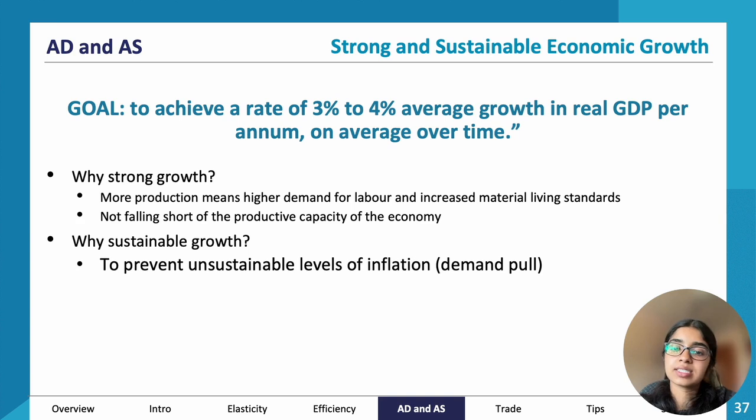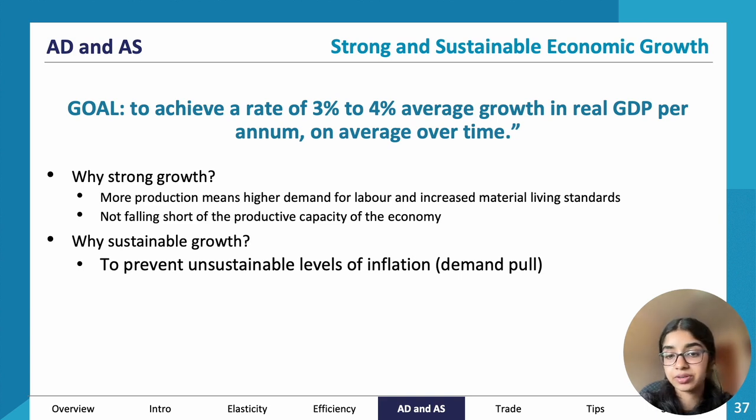So the goal of strong and sustainable economic growth, we want to achieve a rate of 3 to 4% growth in real GDP per annum on average over time. So why do we want to have the strong growth? Well, firstly, if we have more production, it means that we also have a greater demand for labor. So more demand for labor means less unemployment. So more people are employed, they usually have higher material living standards and also higher non-material living standards as a result of having a job.